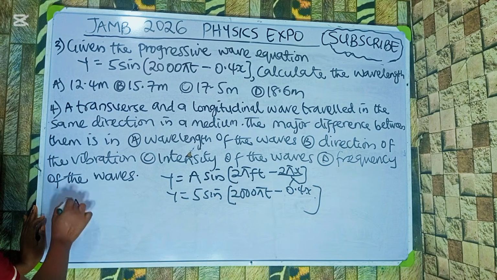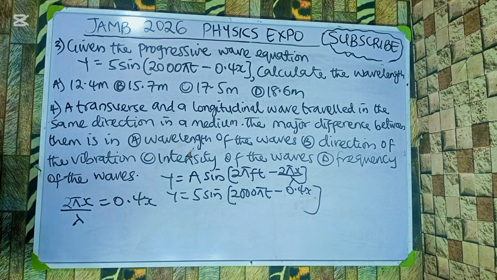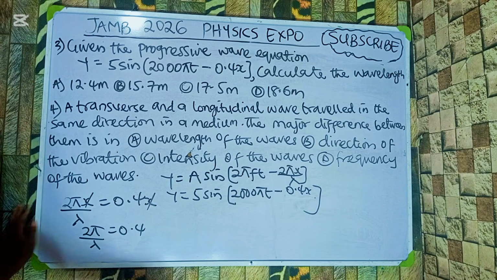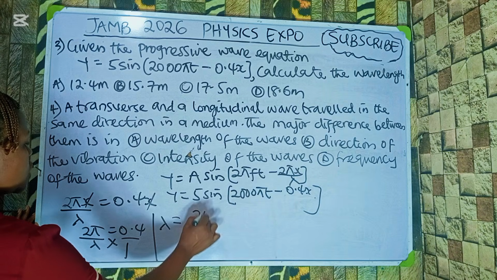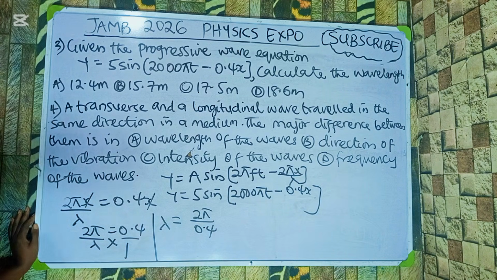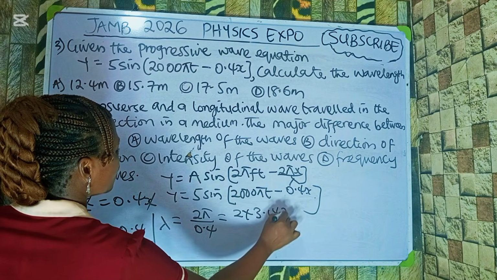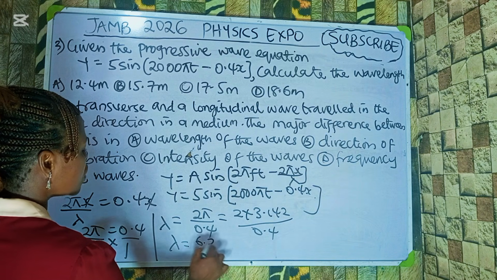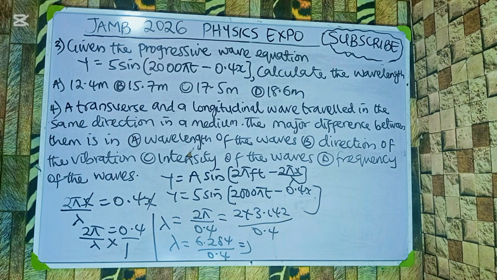So I have 2 pi x over lambda is equals to 0.4x. What is common? We cancel out x. So I'm left with 2 pi over lambda is equals to 0.4. Now let's get lambda. We cross multiply, so lambda is equals to 2 pi over 0.4. Now what is pi? Pi is 3.142. So we go again: 2 times 3.142 all over 0.4, which will give rise to 6.284 all over 0.4. So guys, what we need to do now is just to divide.